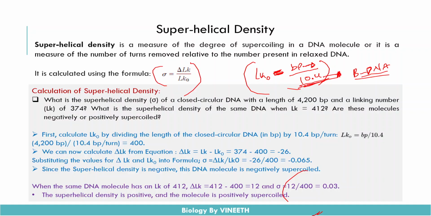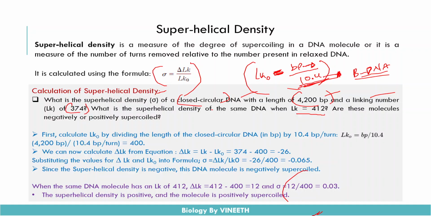Suppose we have a problem here. What is the superhelical density of a closed circular DNA with a length of 4200 base pairs and a linking number of 374? And what is the superhelical density of the same DNA when the linking number is 412? Whenever you increase the linking number to 412, what will be the superhelical density of this DNA?